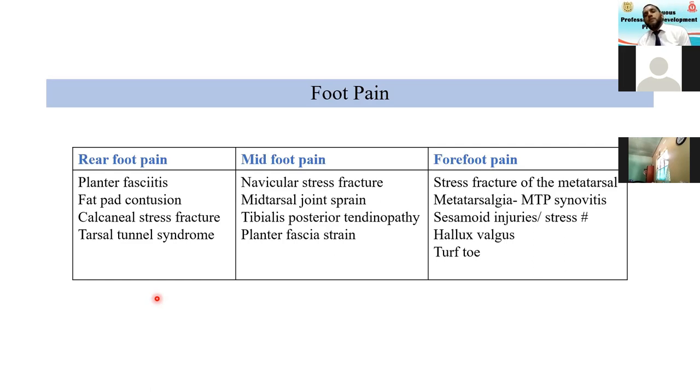Forefoot pain, the common conditions are metatarsal stress fractures, especially the march fracture in runners. Metatarsalgia is a synovitis of the MTP joints, and there are sesamoid injuries like stress fracture of the sesamoids, with pain under the first MTP joint where there are two sesamoids. And then other conditions are hallux valgus and turf toe, where there are injuries to the plantar aspect of the MTP joint, which are hyperextension injuries. So these are the common conditions involving the foot.